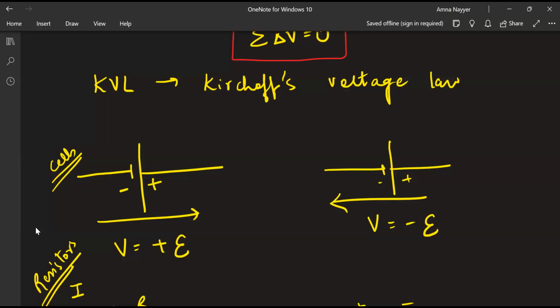Ma'am, yes, say. This is the EMF. Yes, yes, the EMF of the cell.